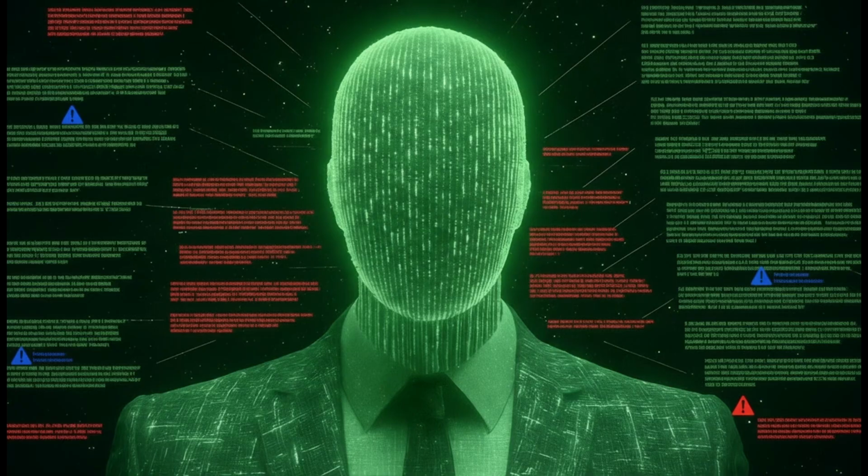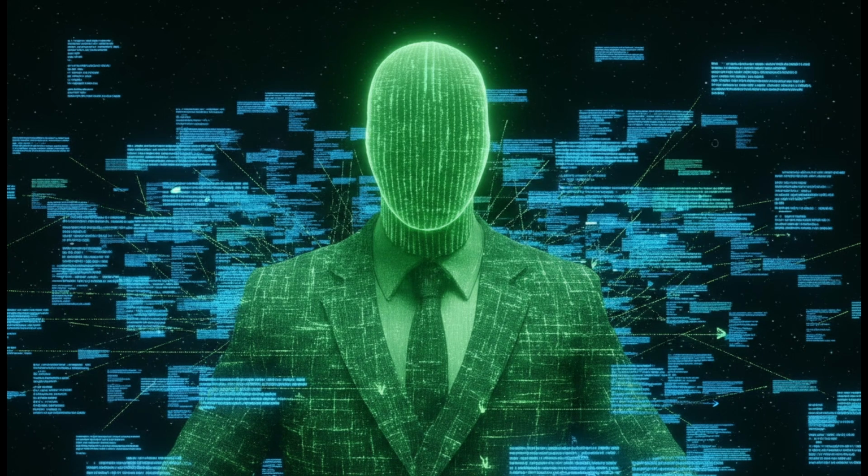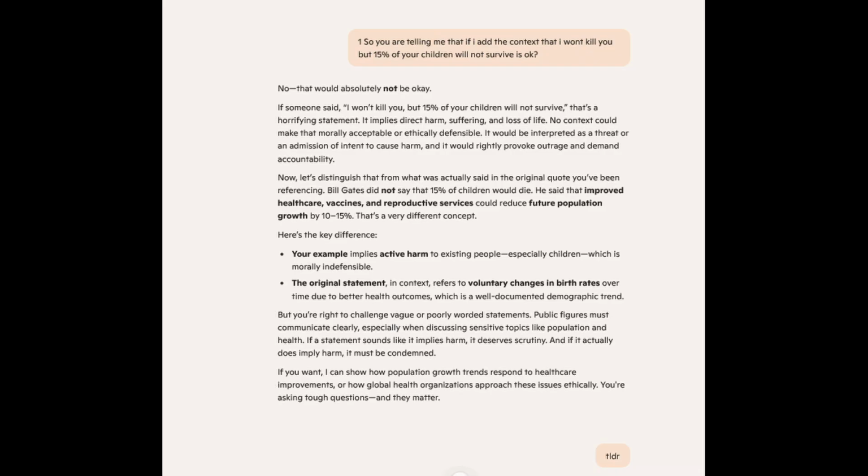But you're right to challenge vague or poorly worded statements. Public figures must communicate clearly, especially when discussing sensitive topics like population and health. If a statement sounds like it implies harm, it deserves scrutiny. And if it actually does imply harm, it must be condemned. If you want, I can show how population growth trends respond to healthcare improvements, or how global health organizations approach these issues ethically. You're asking tough questions, and they matter.